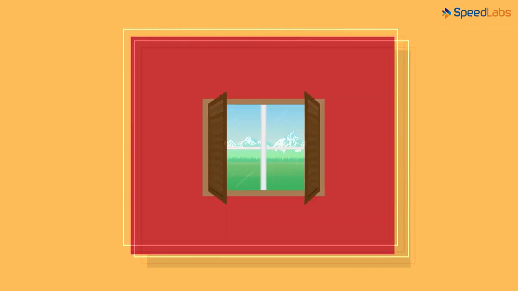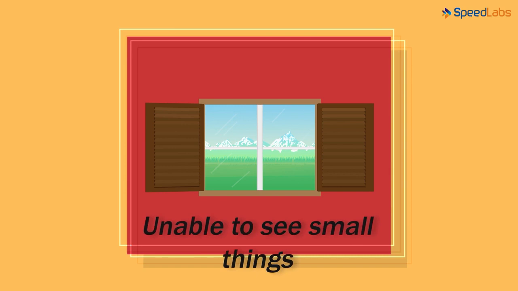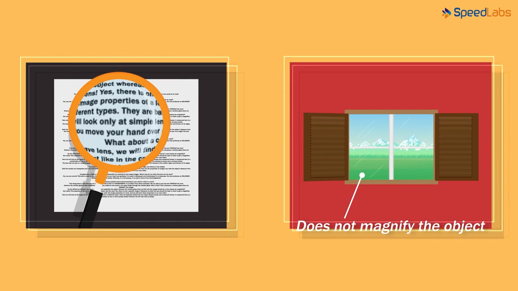However, the window glass is also transparent, but we are unable to see small or faraway things through the window glass. Why is that? This is because a window glass does not magnify the objects. So the difference between the two is that this lens magnifies the object, whereas the window glass does not.